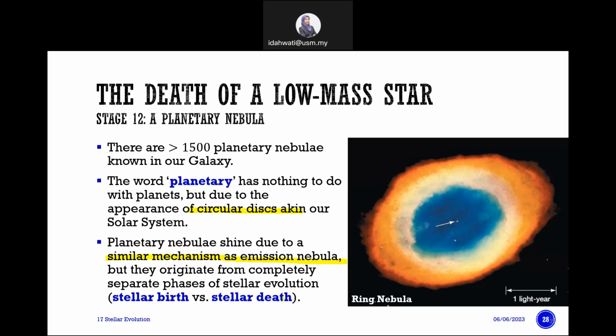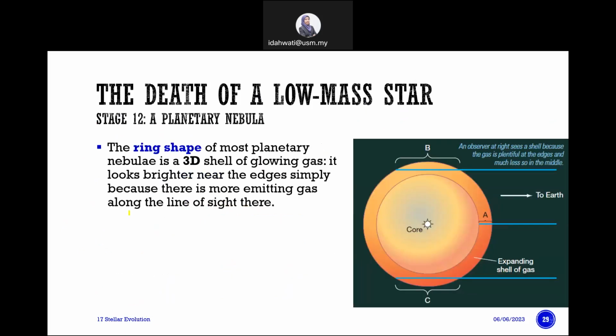So stellar evolution includes two things: the birth and the death of the star. Stellar refers to the star. Okay, for the ring shape, most planetary nebulae are 3D shells. It looks brighter near the edges because there is more emitting gas along the line of sight at the edge of this 3D shell.